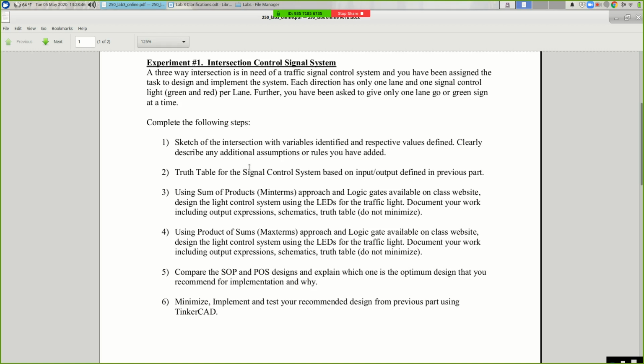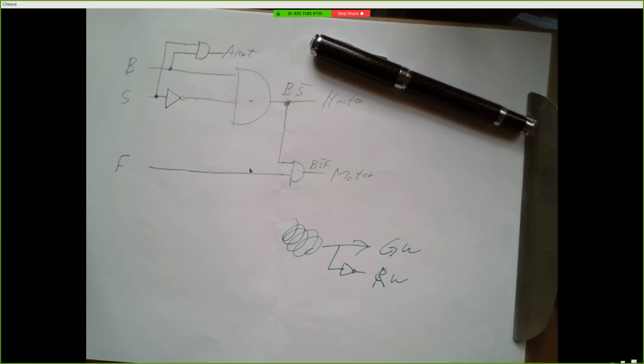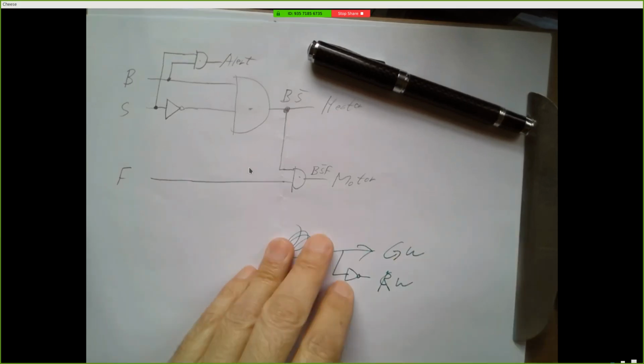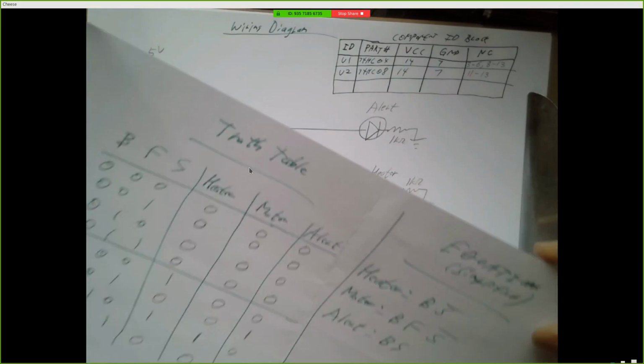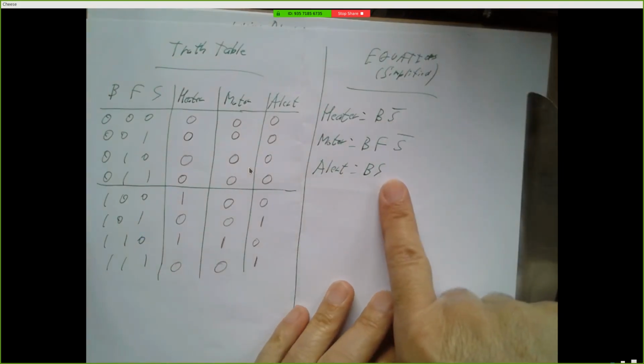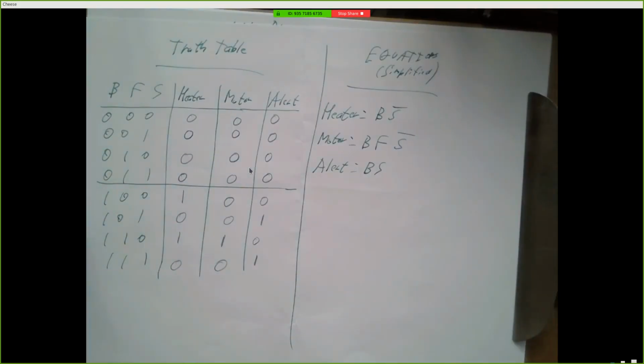The difference between SOP and POS is really just, once you have your truth table, how do you write an equation corresponding to that? So we did a product of sums. If I were to do, we did a sum of products.